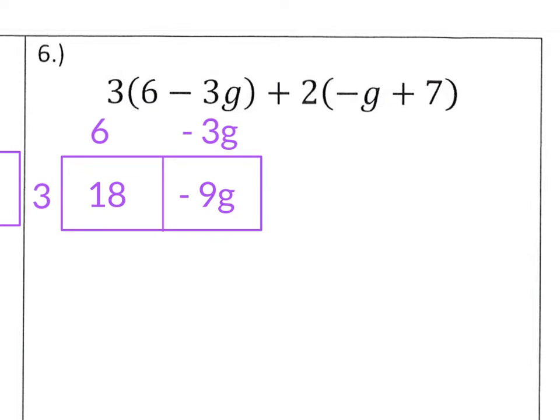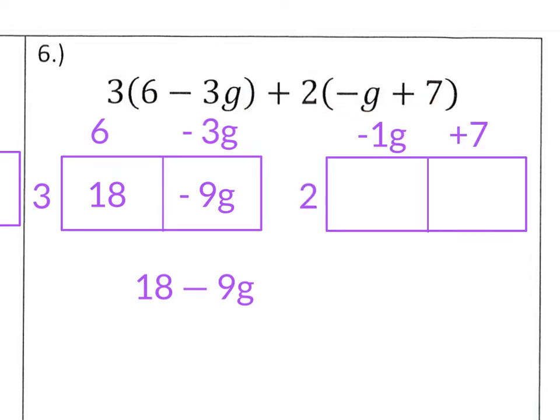And those are my two terms there. They're not like terms. I can't combine them, so I'm just going to write them as the start of my answer. So far I have 18 minus 9g. But when I look at my question up here, the next thing I see is there's a positive 2, but that 2 is being multiplied by the -g plus 7. So I need to set up another area model. Okay, and notice when I set that up, I again put my -1 with the g, so I remember that that's really a -1g. So 2 times -1g, 2 times -1 is -2.